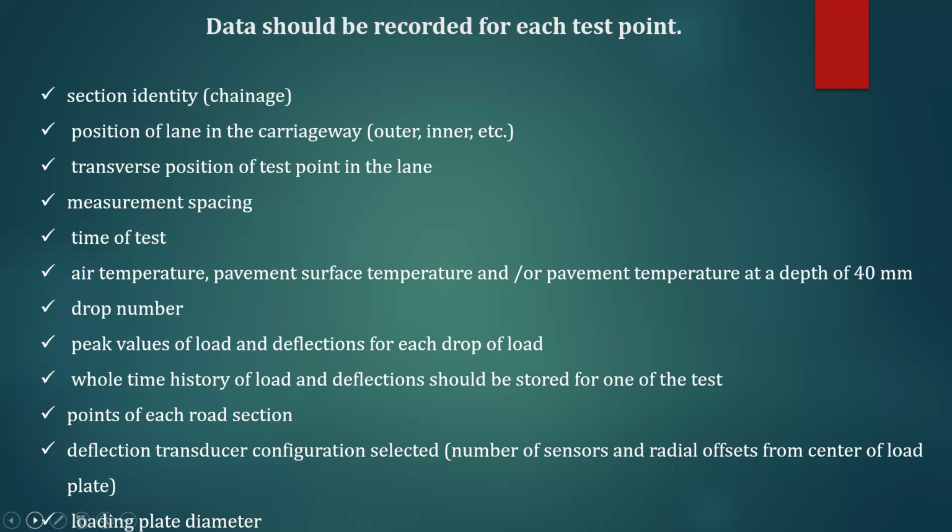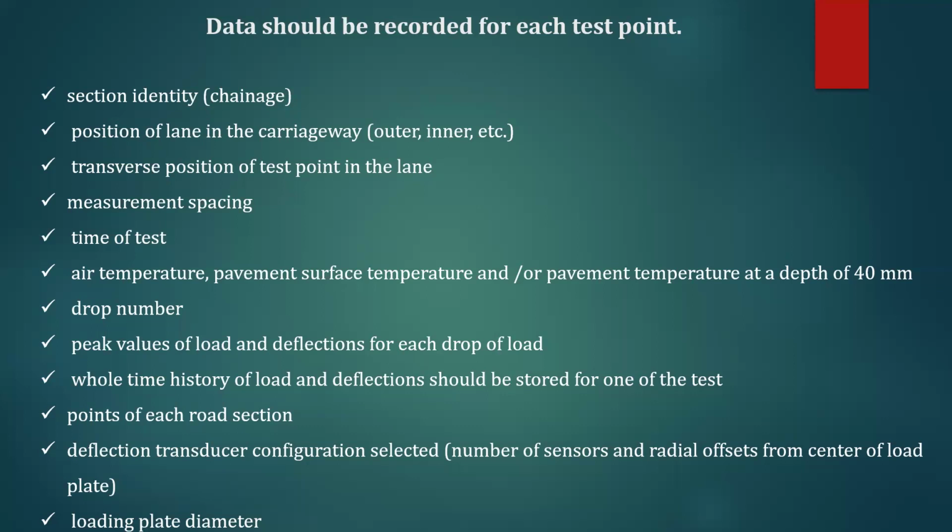Say 285 plus 345. Then the position of the lane in the carriageway, whether you are testing the outer lane or inner lane. Then the transverse position of the test position in the lane, as I have told, we have to follow some interval, longitudinal as well as transverse. At what distance are you measuring? Measurement spacing, how much spacing you conduct the test at. And the time of the test.